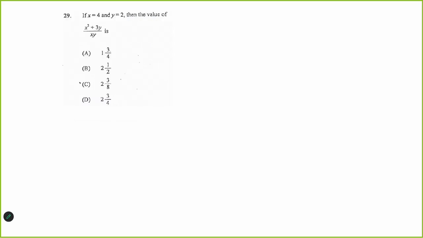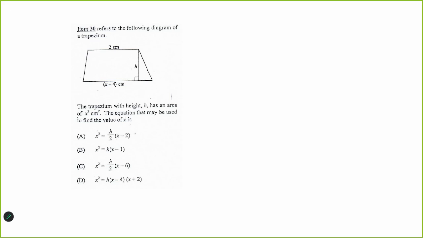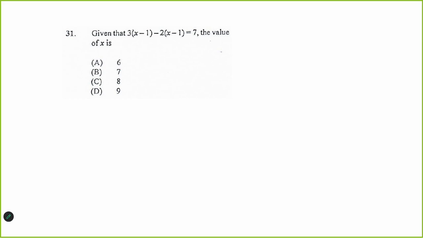Alright, let's look at number 29. This is a repeated question, 2 3/4. They ask you, h over 2 by x minus 2 is equal to x squared. That's this one here. I believe the answer was 9, if I'm not mistaken, but let's do it.